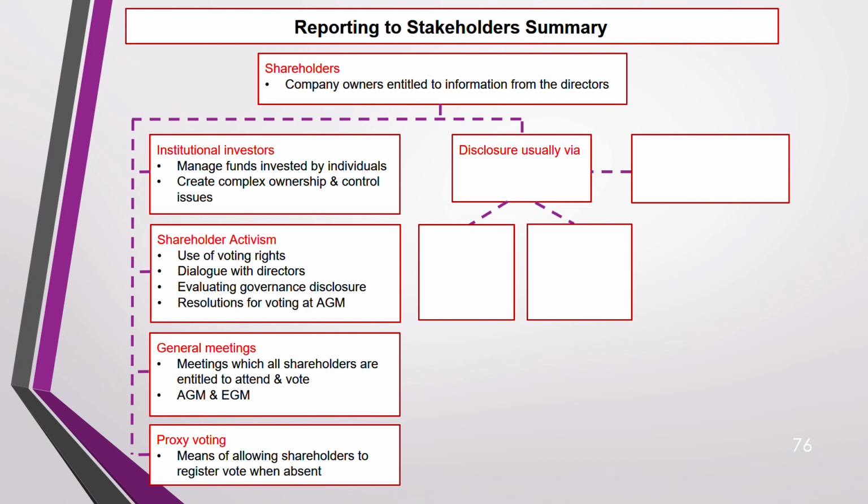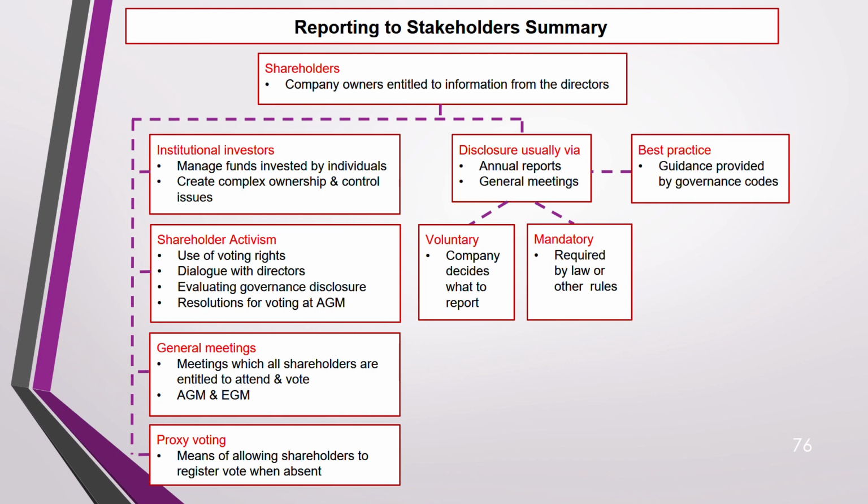Then we disclose usually via the annual report. That's normal. General meetings also you can disclose. There are two types of disclosure, voluntary as well as mandatory. Voluntary is you decide what to report. Mandatory is the law decides what you have to disclose. And best practice says guidance provided by the governance code. Governance code is principle based. So that's it for reporting to stakeholders.